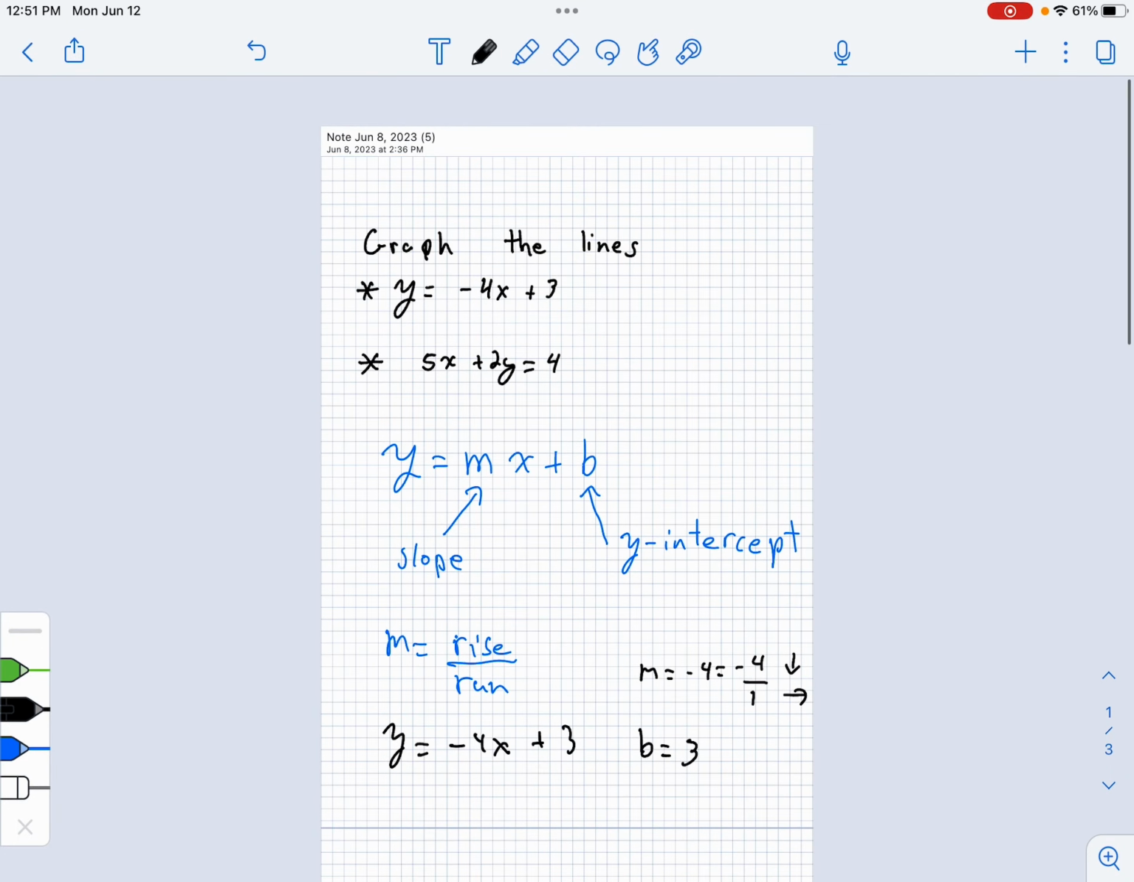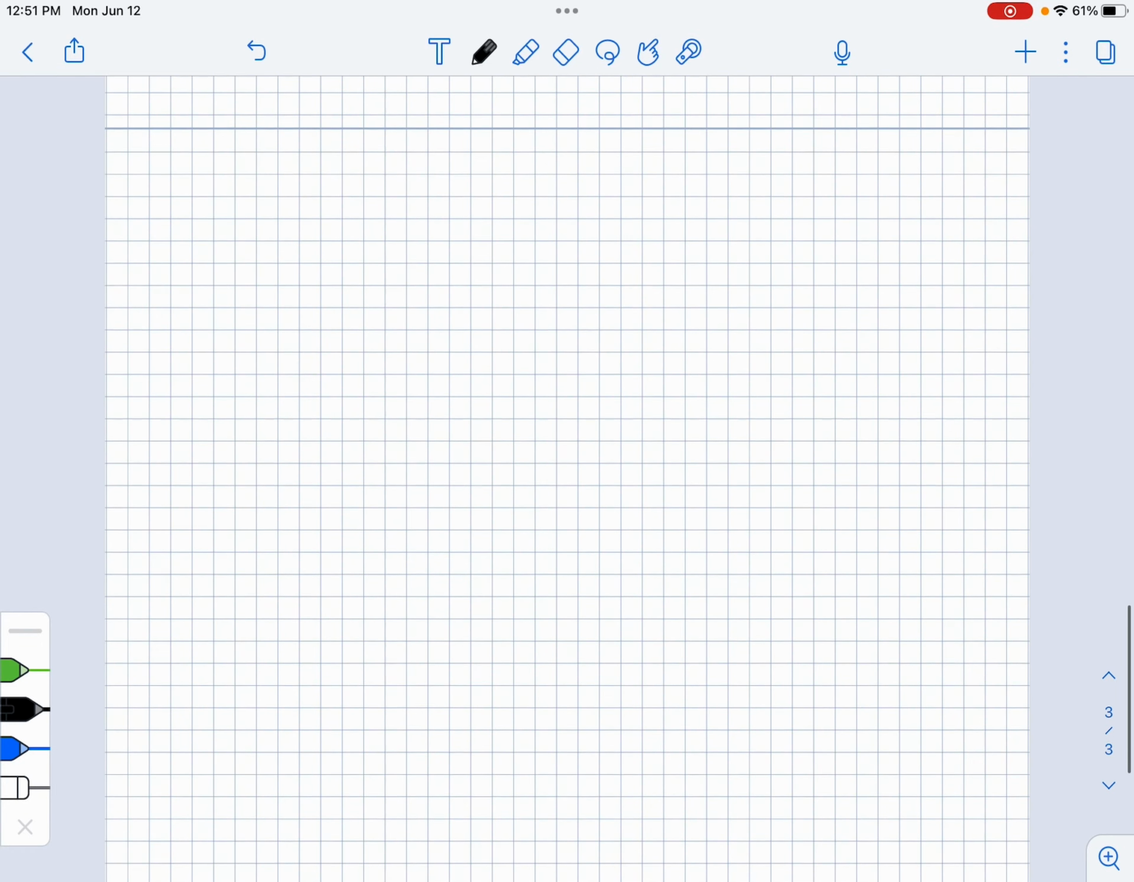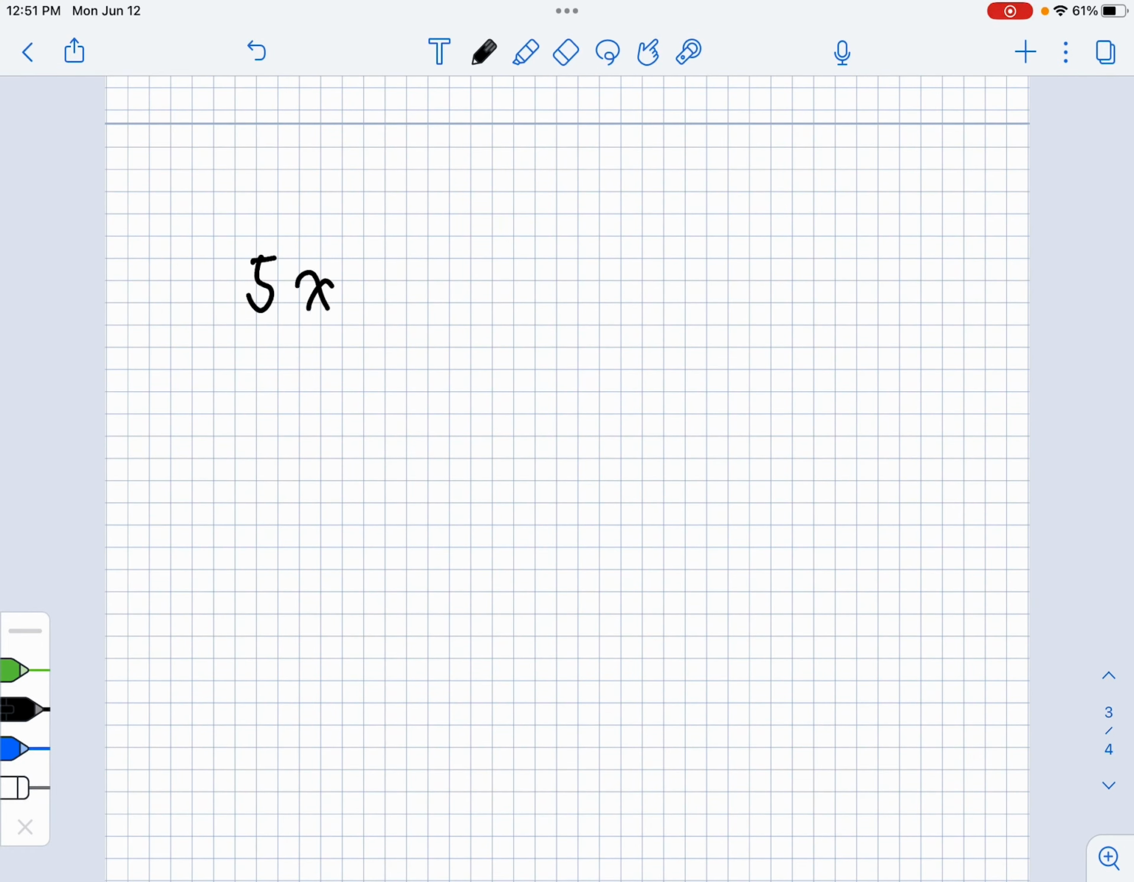Now let me go ahead and work with this other equation, 5x plus 2y equals 4. In terms of graphing, the issue here is that it's not in the y equals mx plus b form. Often you'll see equations written like this, called the general form, instead of y equals mx plus b, which we call the slope intercept form. So if your equation looks like this, your first task is to make it into the slope intercept form.